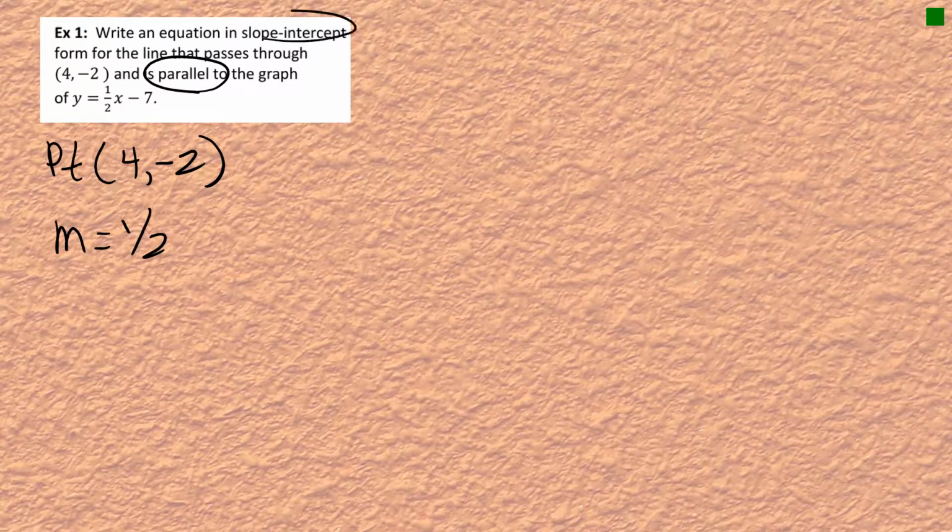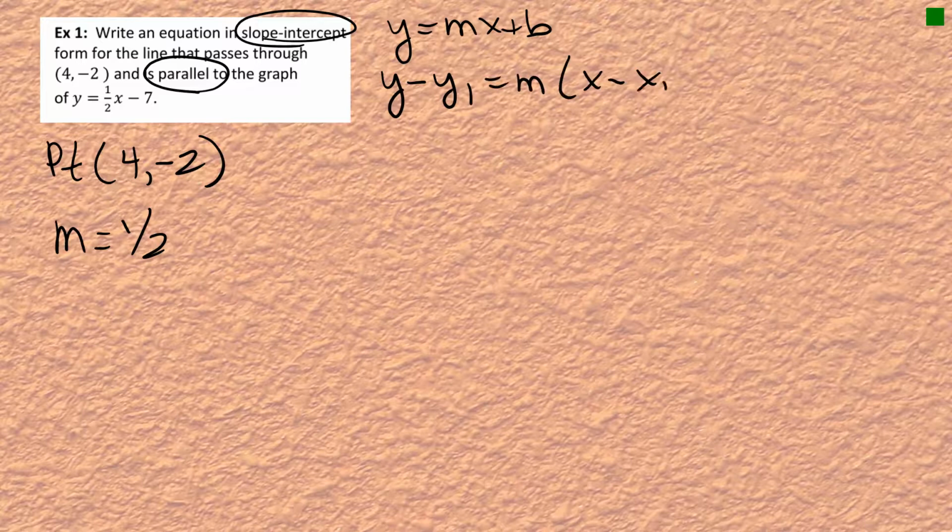So now I need slope-intercept form, and slope-intercept form is y = mx + b, but I don't have a beginning value. That means I have to use the other equation first. My other equation, try to write it from memory, is y - y1 = m(x - x1). Well, I know that my ordered pair is going to be my x1 and my y1. So I have y minus, and then my y1 is -2, equals m, which is 1/2, and then I have x minus, and my x1 is 4. Okay? So be careful here.